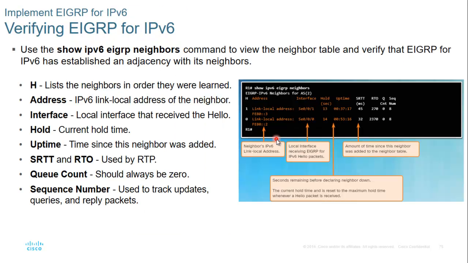Verifying EIGRP for IPv6 is the same as IPv4. You use the command show ipv6 eigrp neighbors. It will tell you who your neighbors are, how you learned about your neighbors, how long they have been your neighbors, and how long before you want another reconfirmation from your neighbors. It's definitely like IPv4, except that you have to add IPv6 to it.